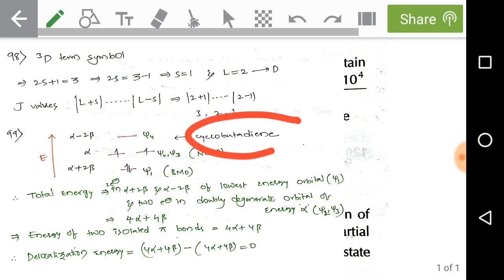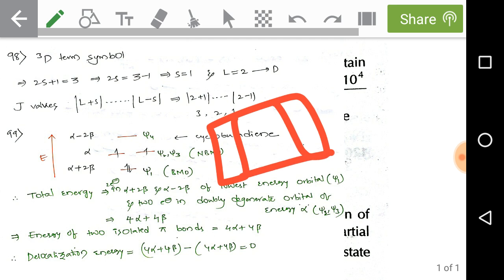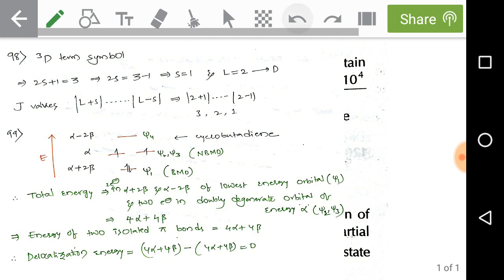We are taking this for cyclobutadiene, which contains 2 pi bonds, so there are 4 electrons in total. These 4 electrons occupy psi1, psi2 and psi3. Just observe it. Now the total energy: 2 electrons are in the bonding molecular orbital of the lowest energy, psi1, and 2 electrons are in the doubly degenerate orbitals of energy alpha, that is psi2 and psi3.